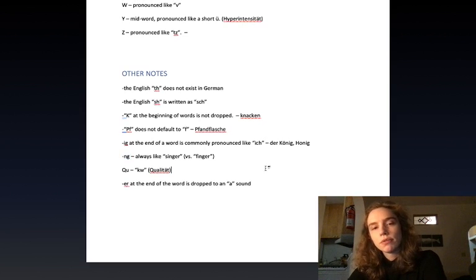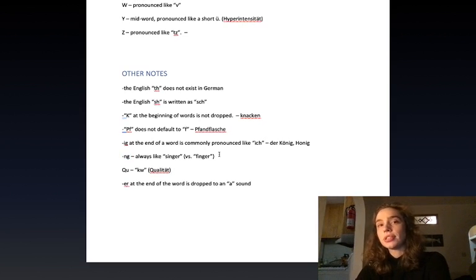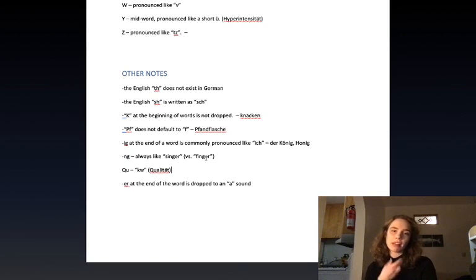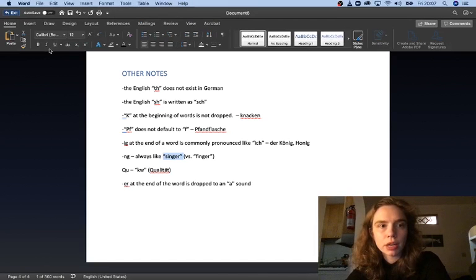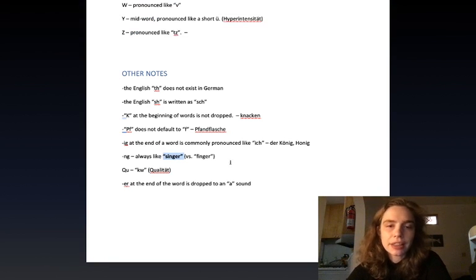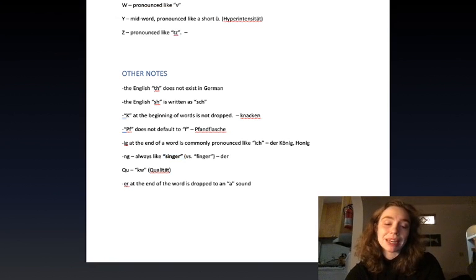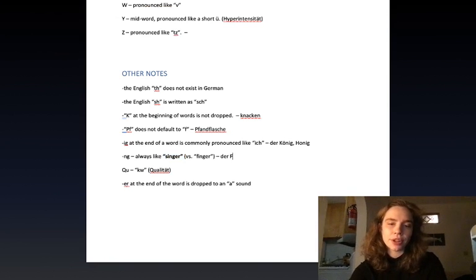NG. So we have two different NG sounds in English. One would be like finger, where we have that hard g, finger. And then the other one would be like singer or ring, where we kind of swallow that G sound. It's always going to be the former in German. So like the German word for finger is spelled the same, but it's pronounced nicht der Finger, sondern der Finger.